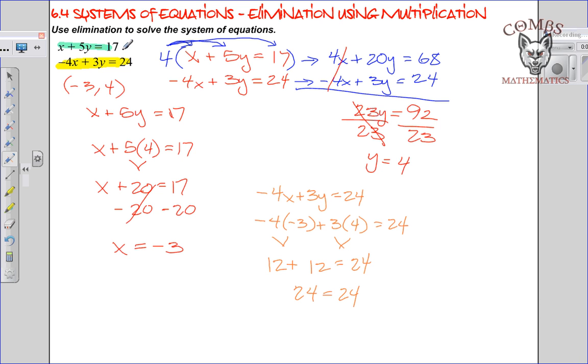And again, remember, what this means, negative 3 comma 4, is that if you were to graph both equations, they would intersect at the point negative 3 comma 4.